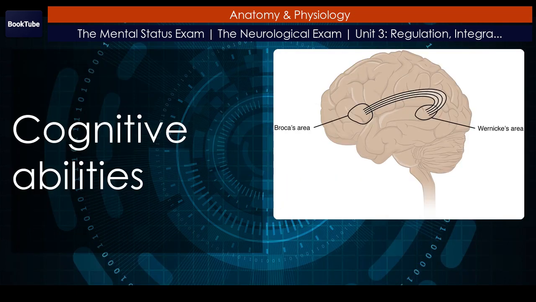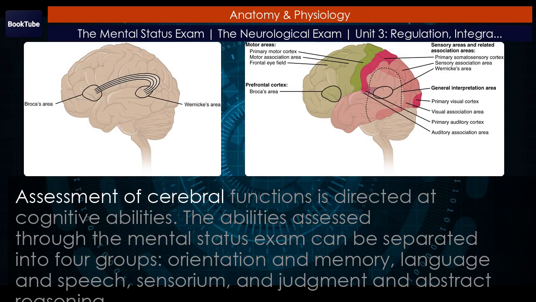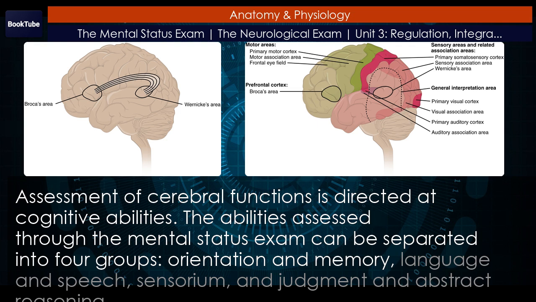Cognitive abilities. Assessment of cerebral functions is directed at cognitive abilities. The abilities assessed through the mental status exam can be separated into 4 groups: orientation and memory, language and speech, sensorium, and judgment and abstract reasoning.